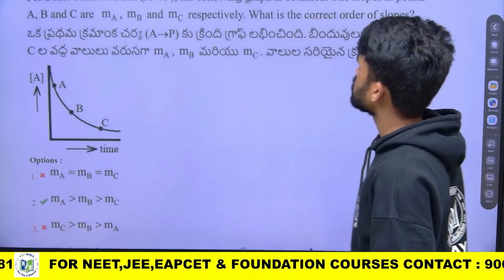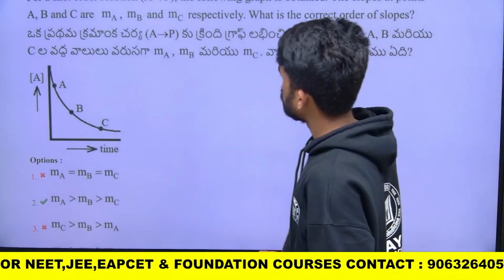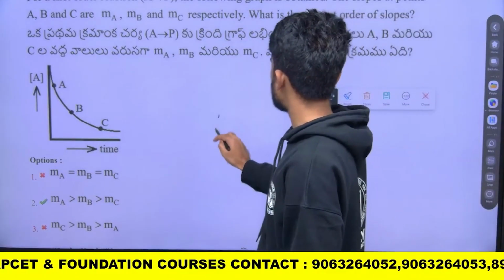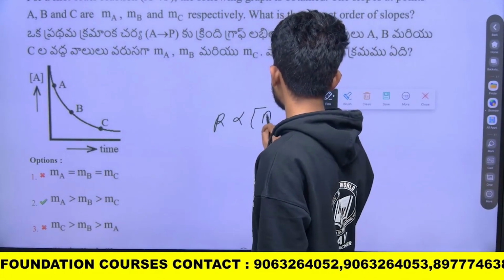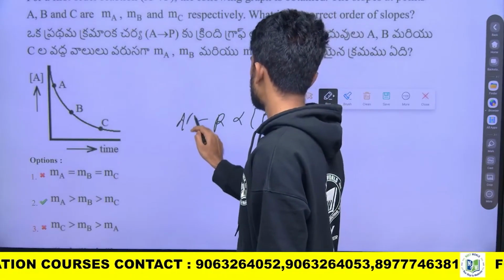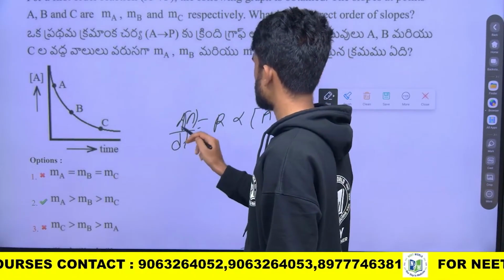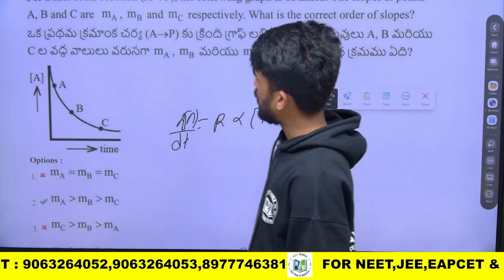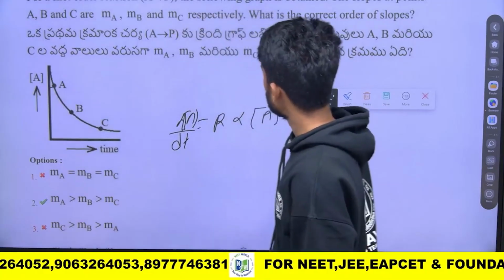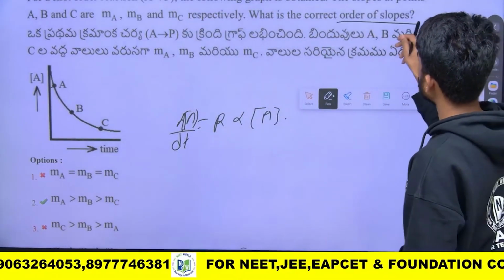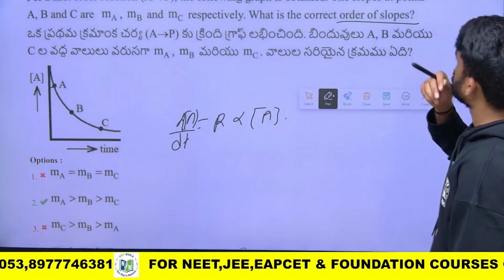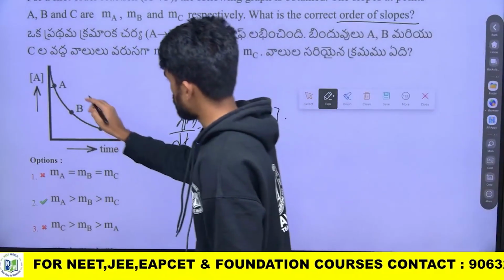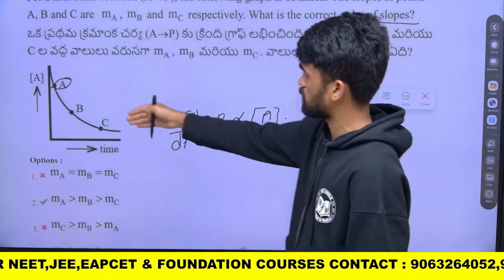For a first order reaction, A gives rise to P. So in this reaction the following graphs are given. They are saying first order, so rate is directly proportional to the concentration of A. So dA by dt, this is the rate equation, right? Now we know the slope. Slopes at points A, B, C are given. What is the correct order of the slopes? So for first order it is more for A because the slope is greater there.